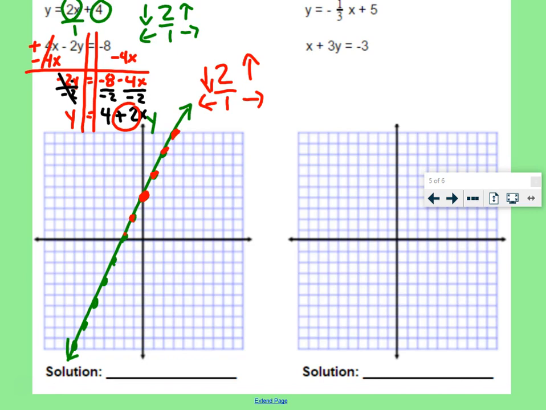Now if you notice, this is plotting the exact same line. The red line and the green line are both the same, because if you look, our first equation was y equals 2x plus 4, and our second equation was y equals 4 plus 2x. They're the same thing, just in a different order. The 2x and the 4 are flipped. So this would be infinite solutions.